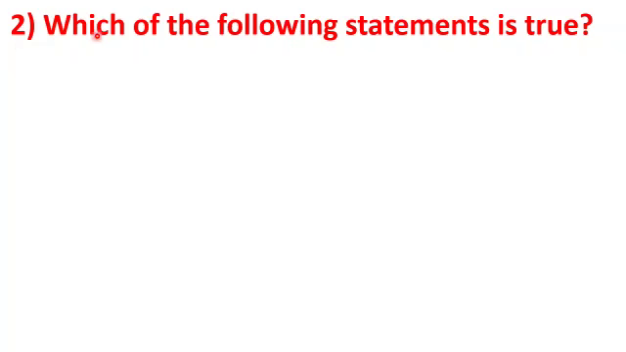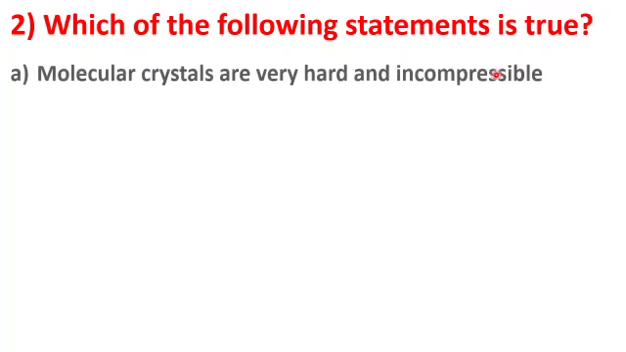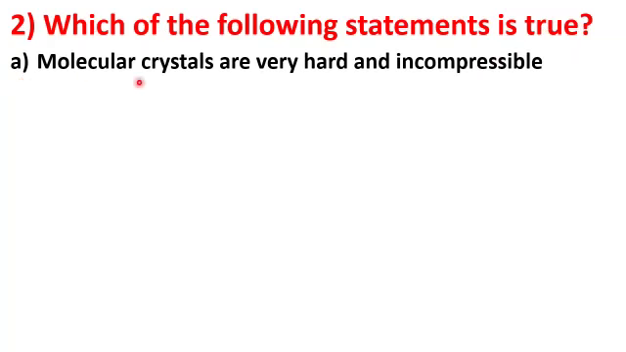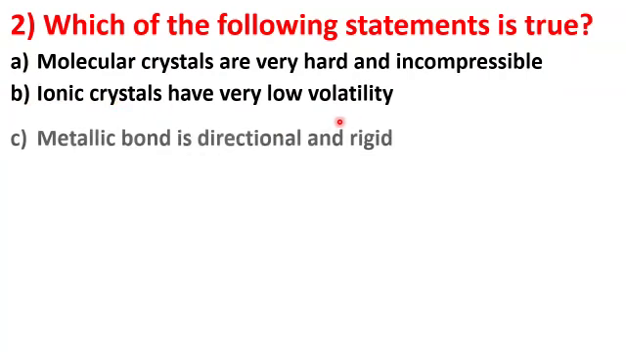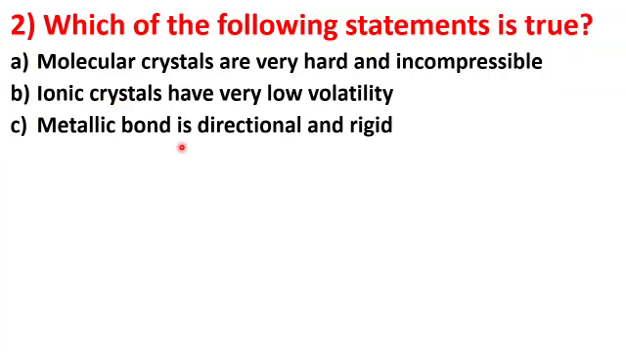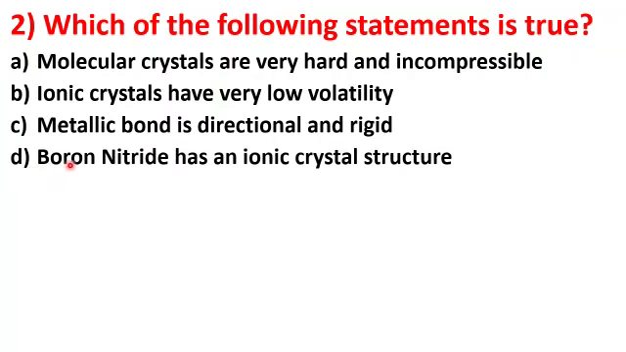Question number 2. Which of the following statements is true? Option A. Molecular crystals are very hard and incompressible. Option B. Ionic crystals have very low volatility. Option C. Metallic bond is directional and rigid. Option D. Boron nitride has an ionic crystal structure. Let me show the solution.